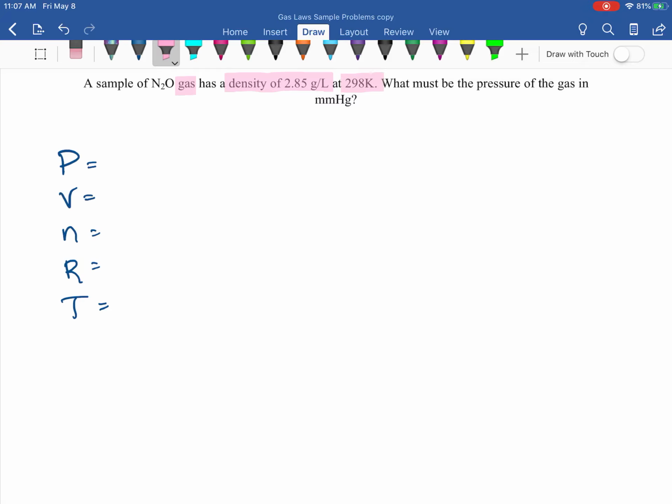All right, and then we've got 298 K. Okay, start with the easy one. That is telling us that we have 298 K. That's our temperature. Done. And then the question is asking us our pressure, but in millimeters of mercury. Son of a. So we already know we're going to end up with atmospheres, but then we'll have to do a unit conversion to millimeters of mercury in the end.